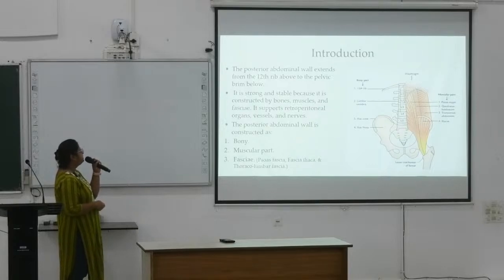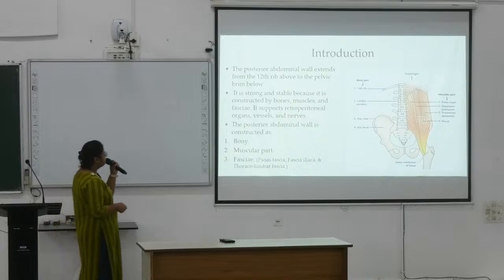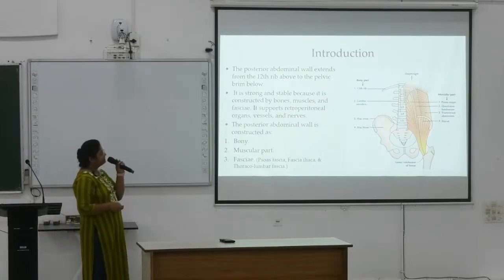Posterior abdominal wall consists of mainly 3 parts: bony part, muscular part and fascia. These 3 types of fascias are present: psoas fascia, fascia iliaca and thoracolumbar fascia. We will discuss the bony and muscular parts in detail.